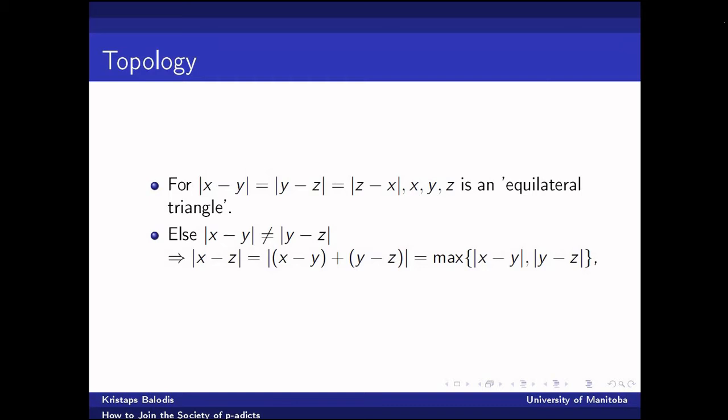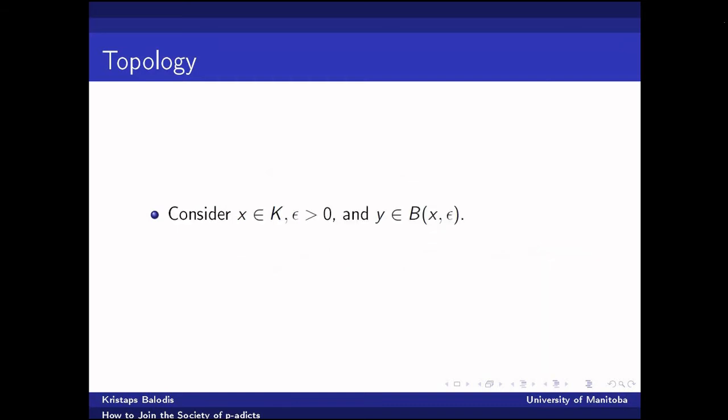So without loss of generality, we say the side x minus y and the side y minus z differ. Then x minus z can be rewritten as x minus y plus y minus z. And that's going to be equal to, on the nose, by one of our previous observations.